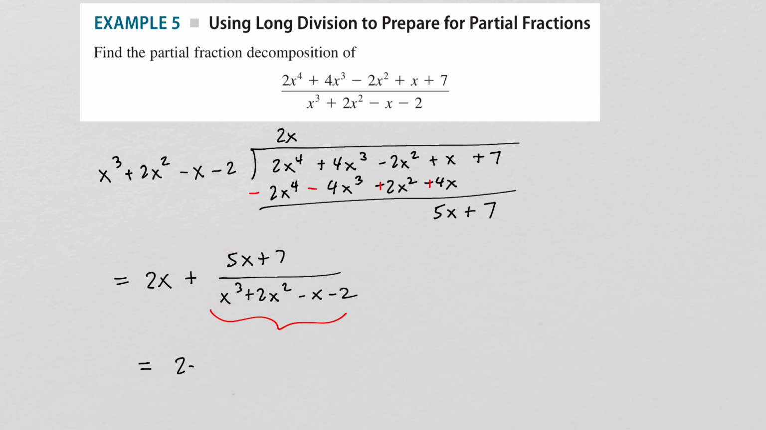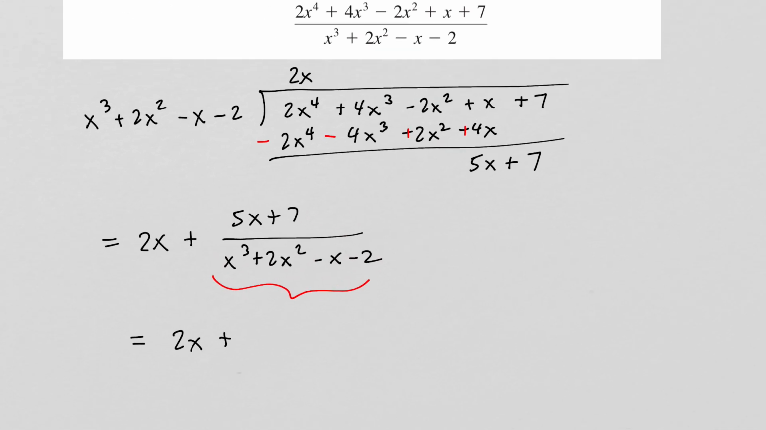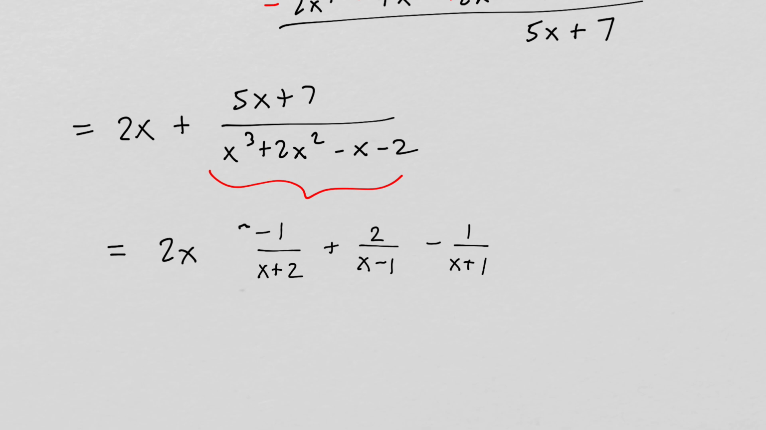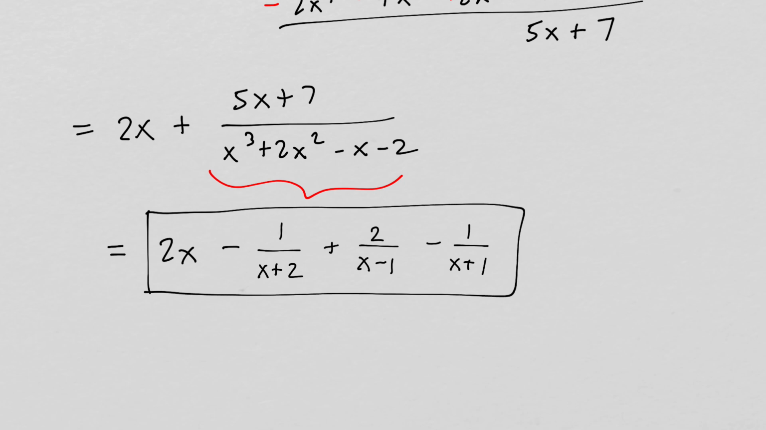So in this case, our answer is going to be 2x plus the decomposition for this, which we already did in example 1. And that gives us this. And then the only thing that I would do here is, since we're adding a negative there, I would just change this to a negative sign. And so here is the complete partial fraction decomposition for this one.